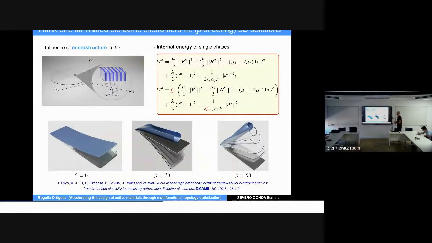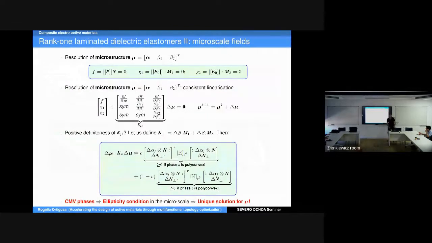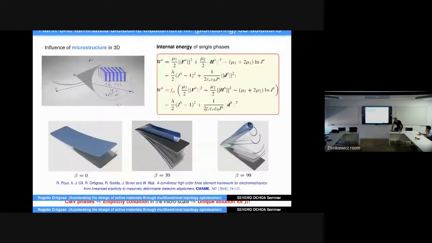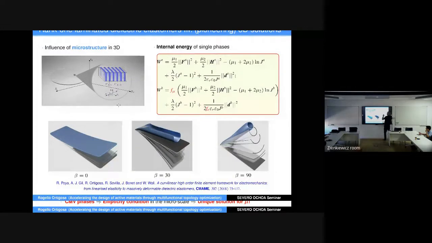We proved it. Now you can play with this, and say, okay, I'm going to consider this type of energies for phase A and for phase B. Simple energies, again polyconvex, and they have the same shape. The particularity is that the mechanical properties of phase B are scaled through that contrast parameter. This is called mechanical contrast, and this is called electrical contrast.